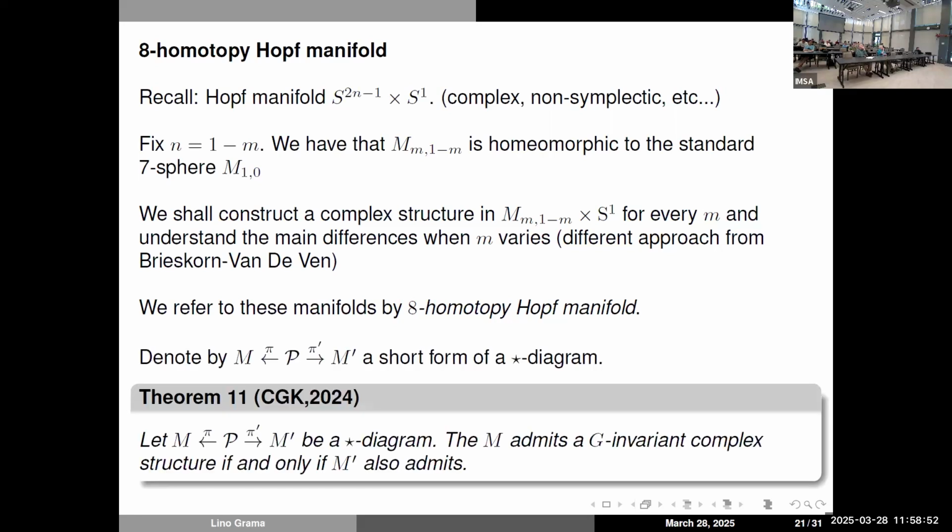We can give some differential approach because the complex structure of this space was studied by Brieskorn and Van de Ven. And we have some differential approach here to produce a G-invariant complex structure on this homotopy space. And this is another remark here. If we start with the star diagram and M admits a G-invariant complex structure, then M prime also admits some complex structure.